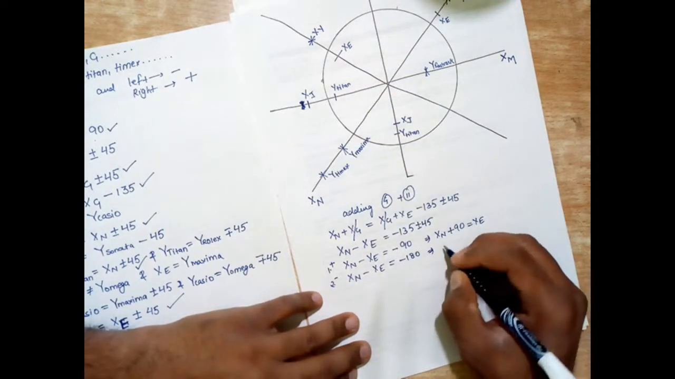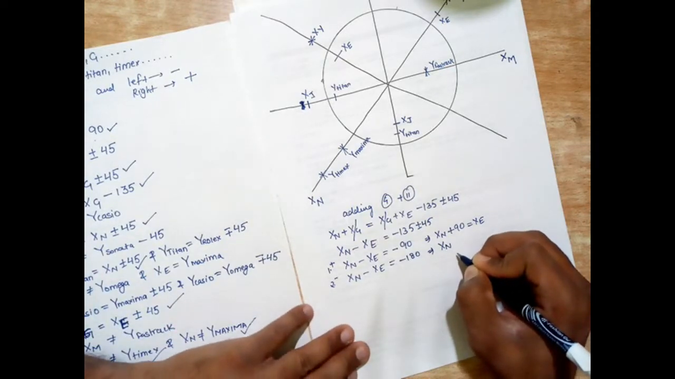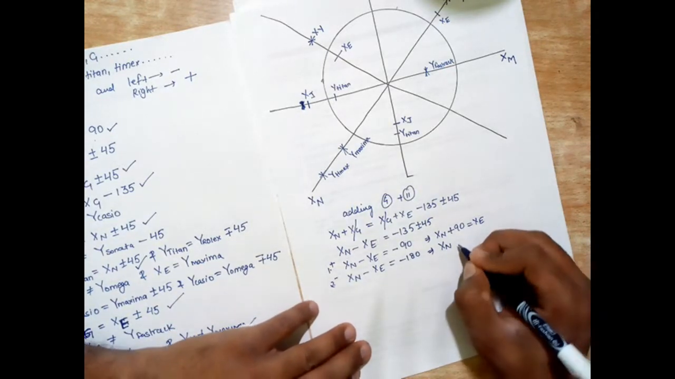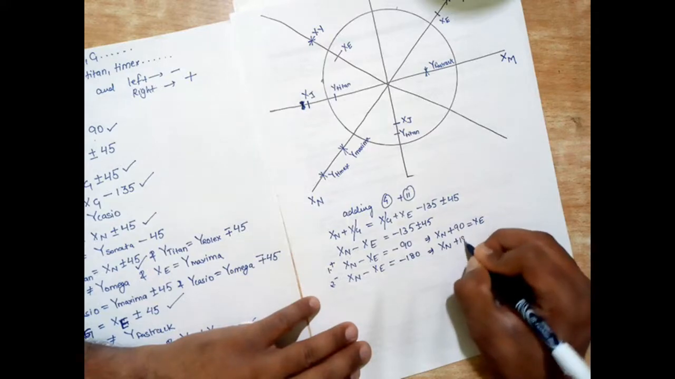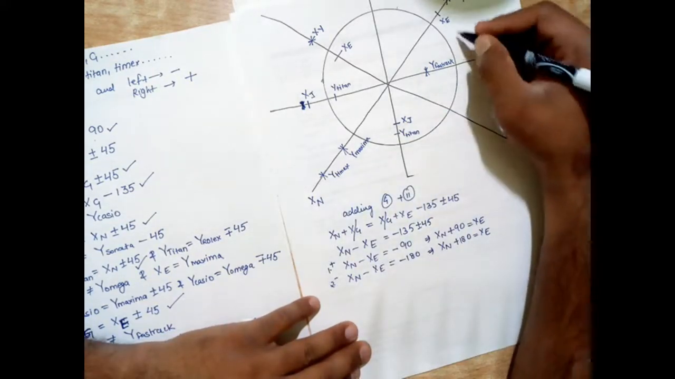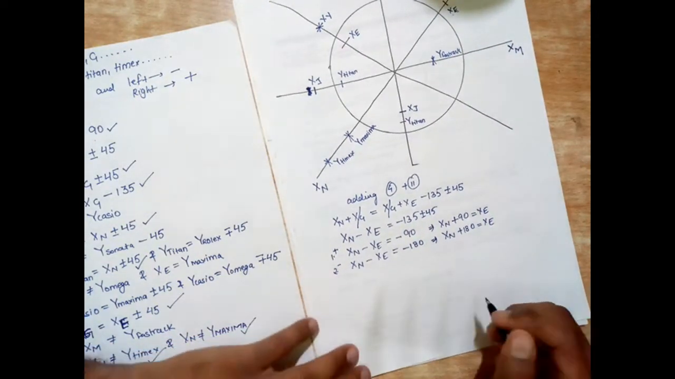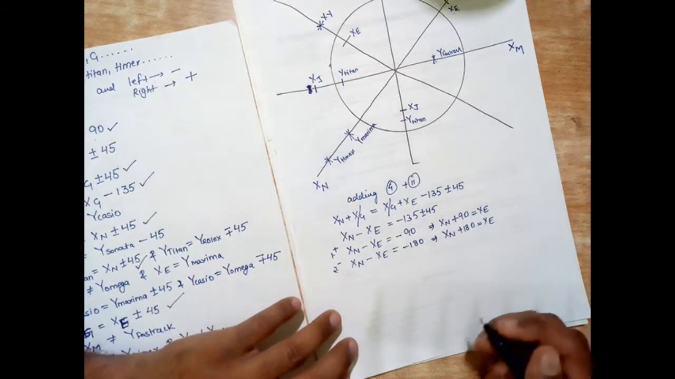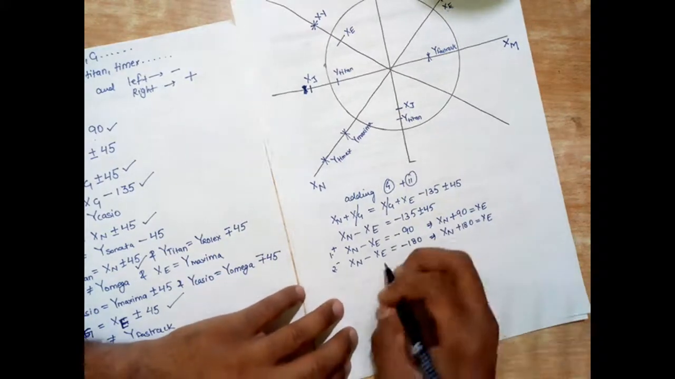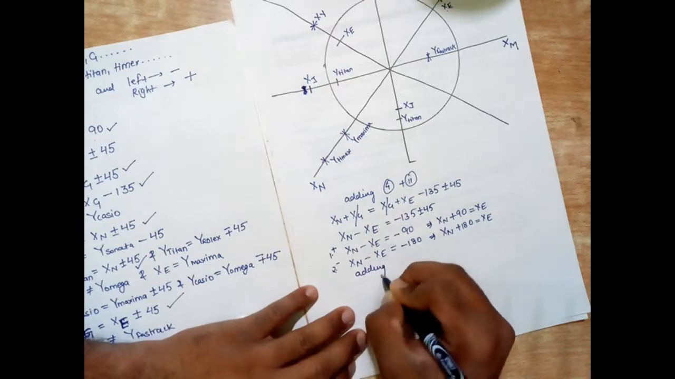And it says xn plus 180 is xc. That means opposite to it is xc, which is true. So we basically got nothing out of it. That actually happens. So nevertheless, let's add other two equations.